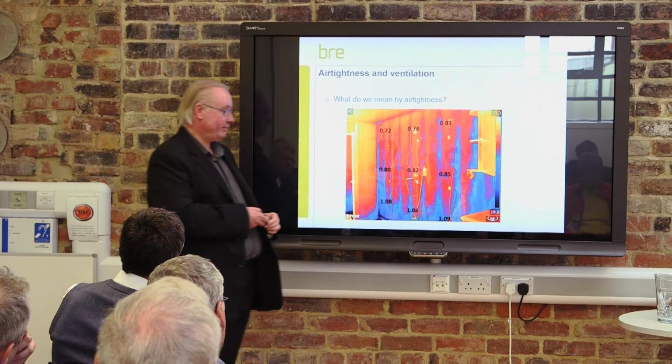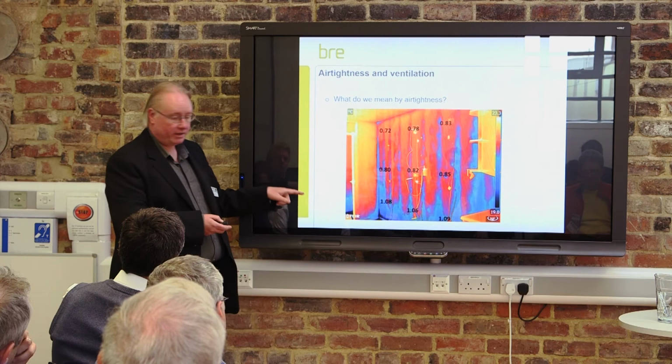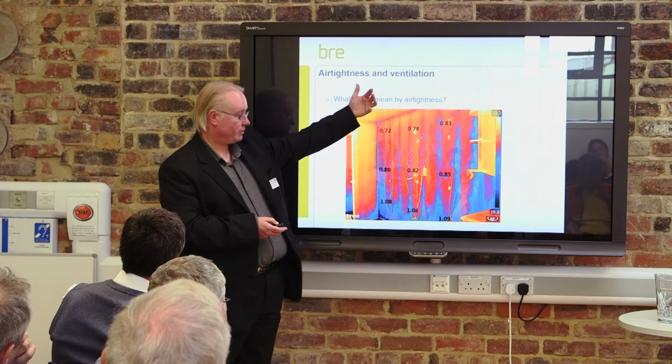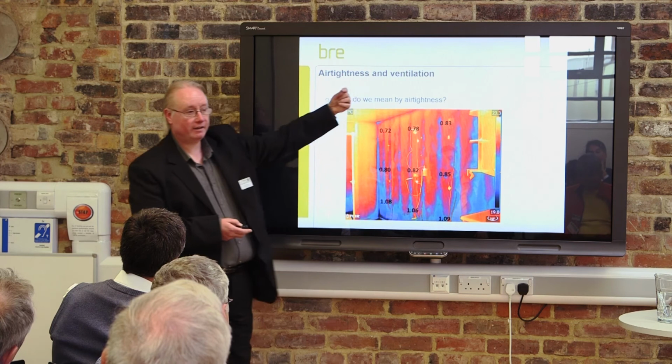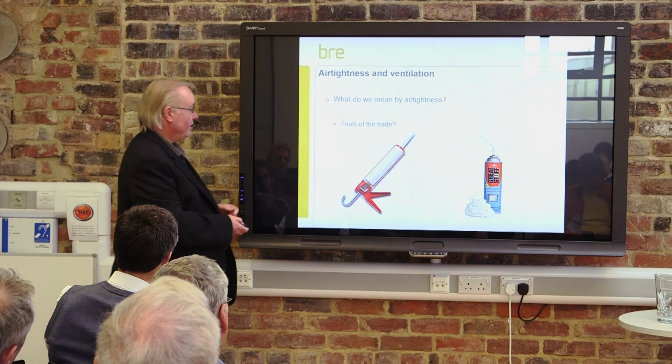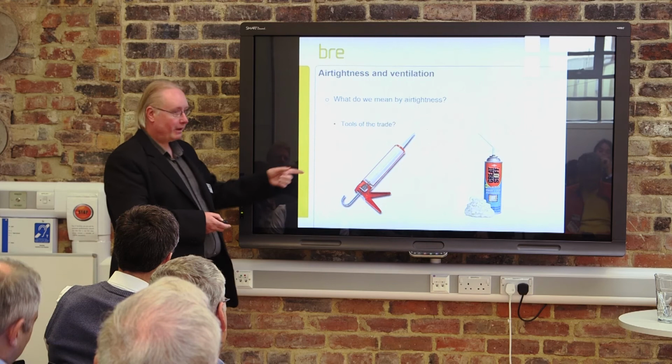Another interesting little image. Again, temperature scale. This is one of the properties in Northern Ireland where air pressure testing was being done, at the same time as thermography. And you can see that cold air has been drawn in at low level and up behind the dry lining. Now, it's even windier in Northern Ireland than it is in the Lake District, so this will be the natural state of affairs every day. So, are these the tools of the trade? I hope not. I really hope that we're a lot better than this now.